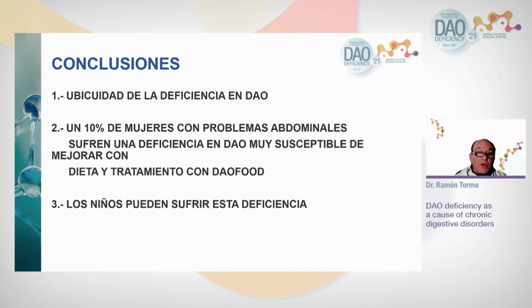So let's remember that 10% of women with abdominal problems, and in adults and children as well, because the work of Dr. Rosell talked about 10%, could have a deficiency in DAO, which can improve with the diet and treatment with DAO food. Children are not exempt; they can suffer from this problem as well. And this cyclic vomiting, we do not think a lot about the DAO deficiency, and this can produce a future crisis. And I repeat, the ubiquity of deficiency in DAO, with multiple symptomatology. So do not get confused by the fact that one type of food doesn't produce any symptom, but if they eat a little bit more of that same food, all of those reactions can be triggered.